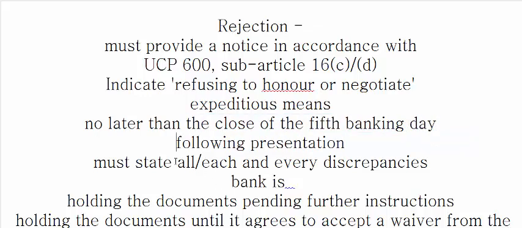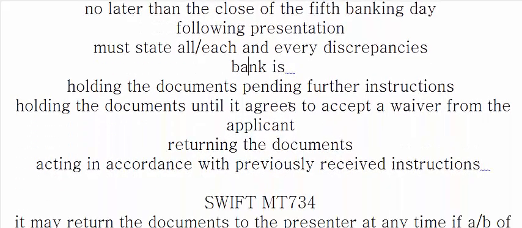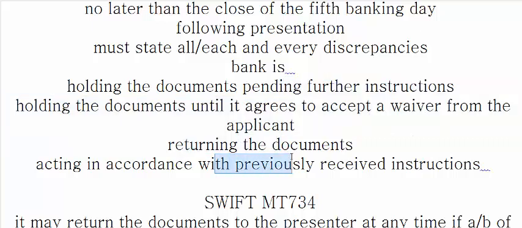And it must state each and every discrepancy which is causing refusal of the document, and it should say what the bank is doing with the documents. The bank could do one of four things with the documents. One is holding the documents pending further instruction. Another is holding the documents until it agrees to accept a waiver from the applicant. Then there is returning the documents, and the fourth is acting as per previously received instructions.